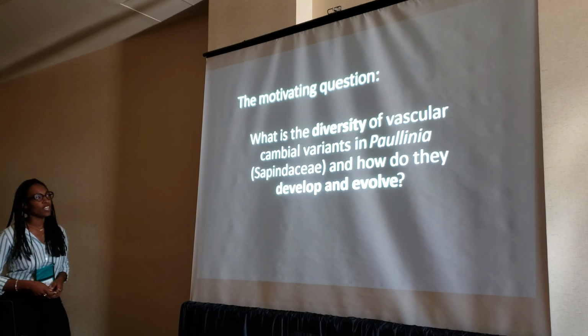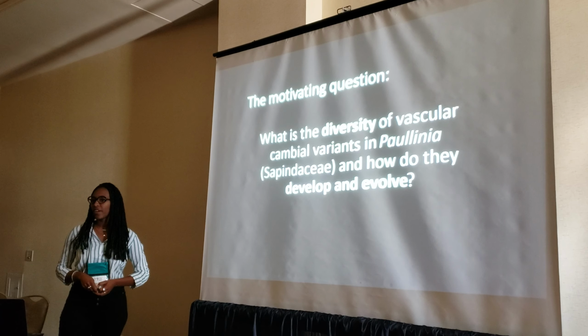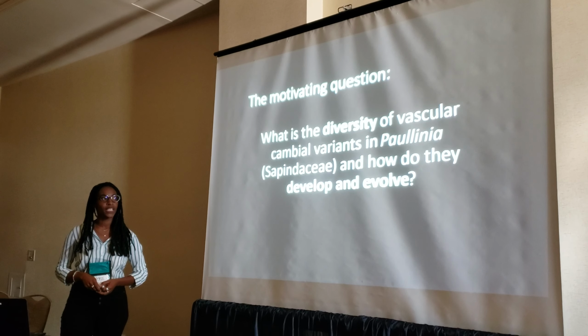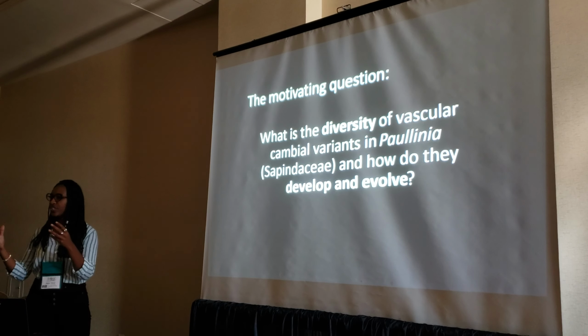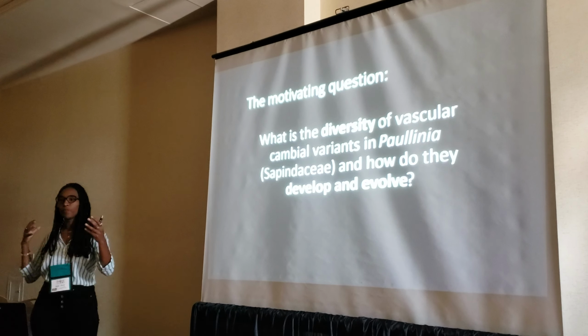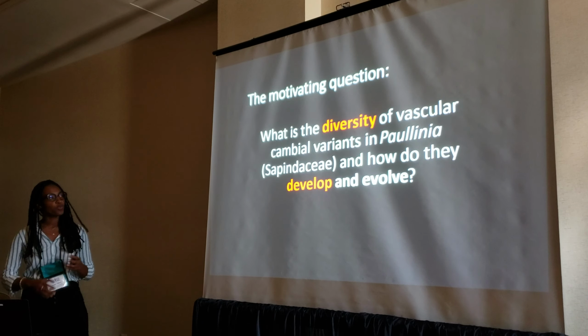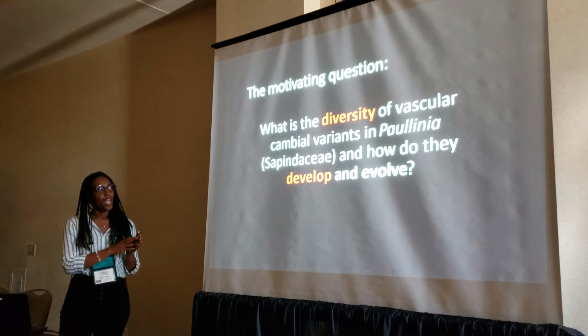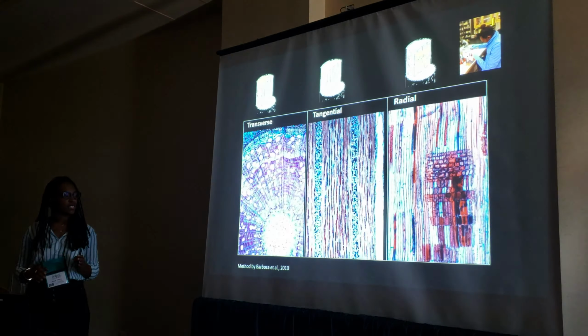So this leads to my motivating question, which is this. What is the diversity of vascular cambial variants in Paullinia, and how do they develop and evolve? So that's kind of a two-part question, actually, and it employs two different branches of our evolutionary brain to assess this. The first one is dealing with diversity and development, for that, I employ classical stem ontogeny techniques.